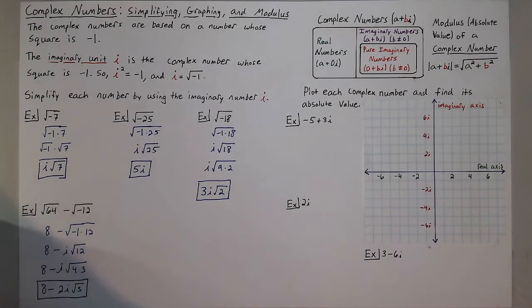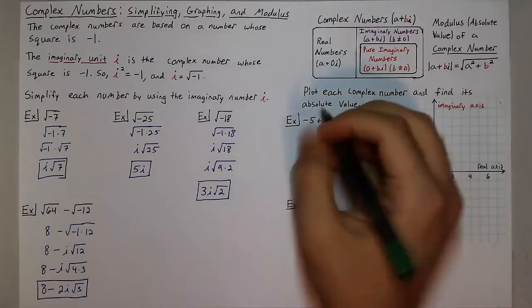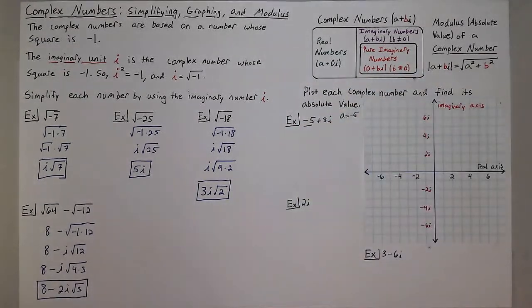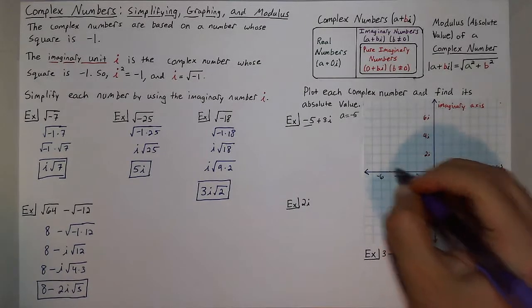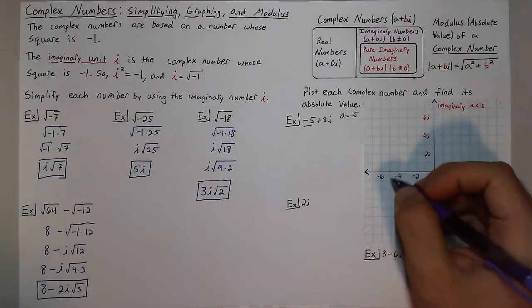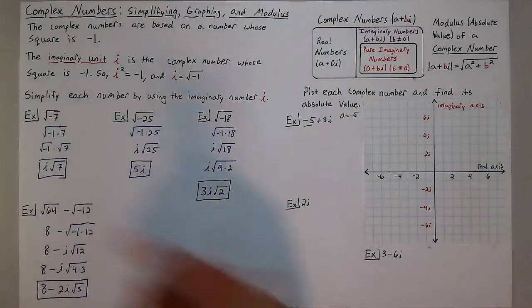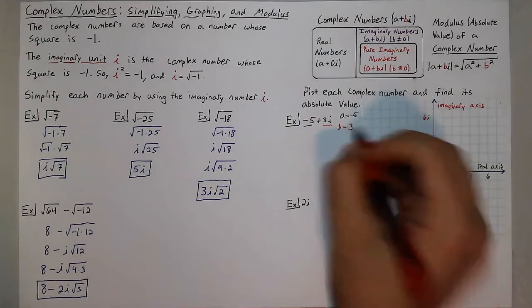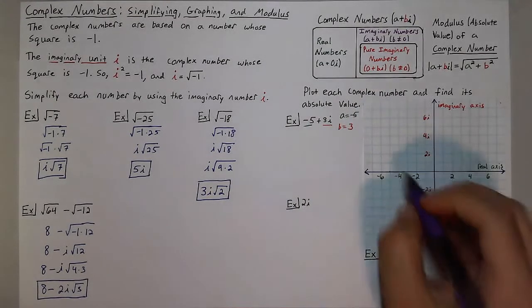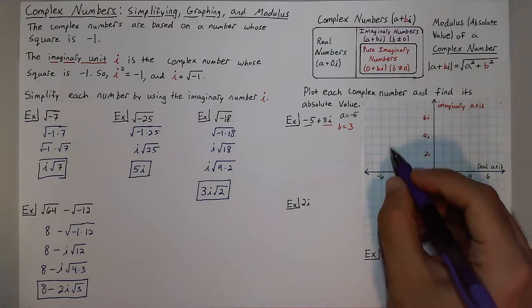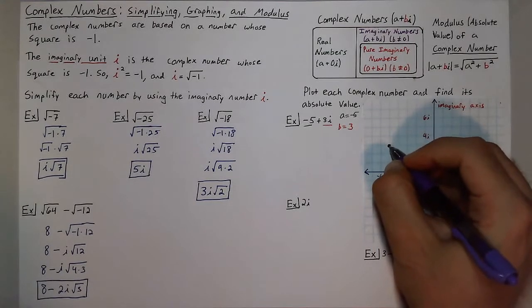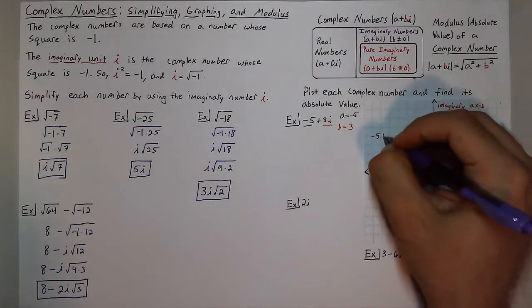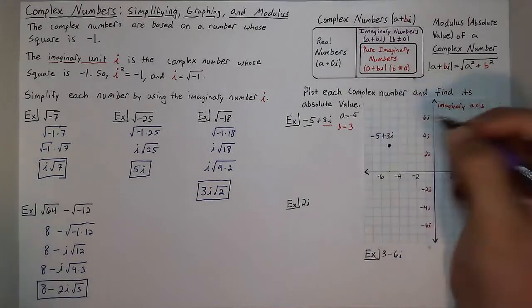At negative 5, because that would just be my real part. So I would go over to negative 5, and I would stop. And now I would go up or down, whatever the imaginary part is, and I see here that my imaginary part is 3i. So I would go over to negative 5, and then up to 3i. And that would be where the point negative 5 plus 3i is.